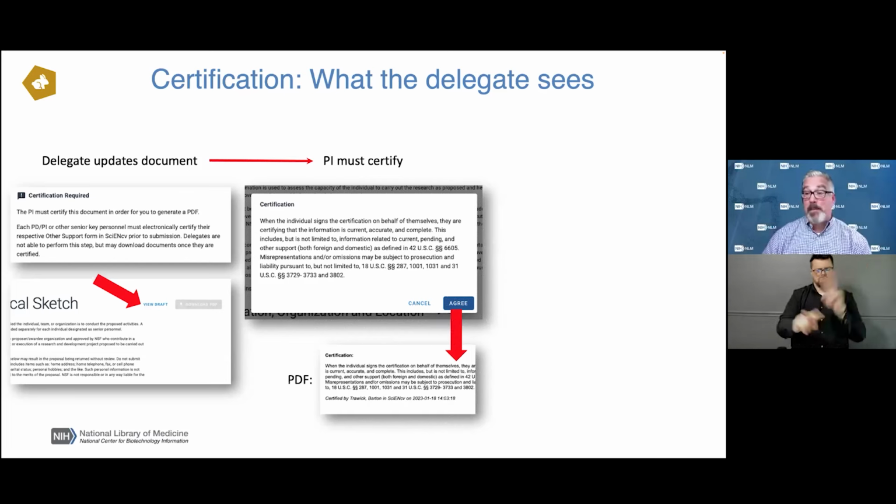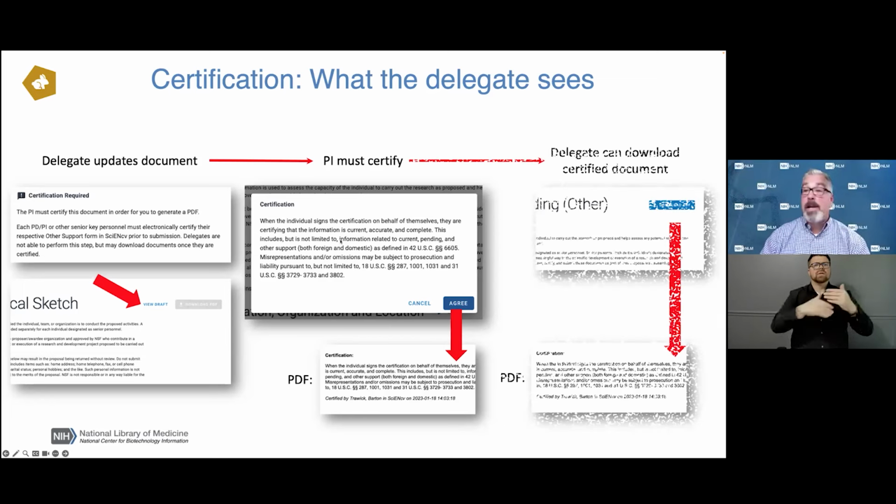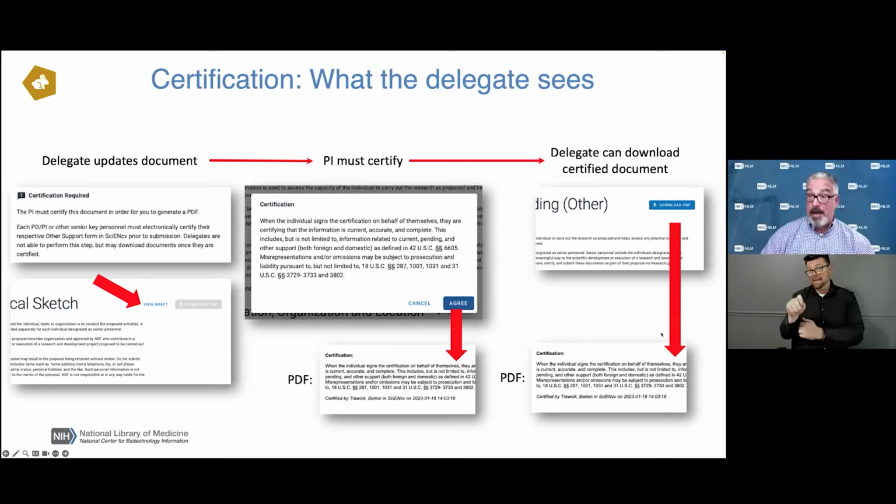Once they contact the PI, the PI will come into ScienceCV. They'll see the documents within their own account, and then they can complete the certification process. Once that happens, the PI will have the document. They can submit it as part of the grant application process, or the delegate at that point can download a copy that the PI has certified if they want the delegate to manage all of these documents and submit it. Either way, the system can support either of these workflows.